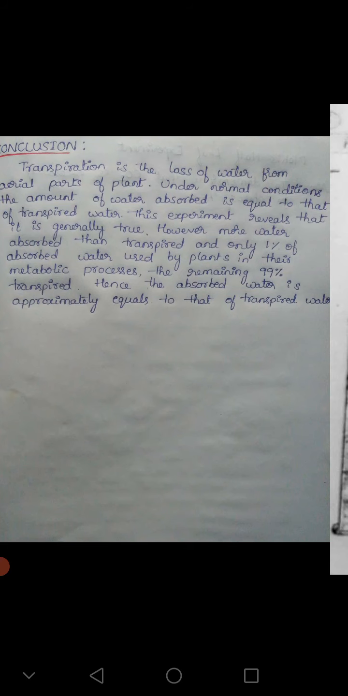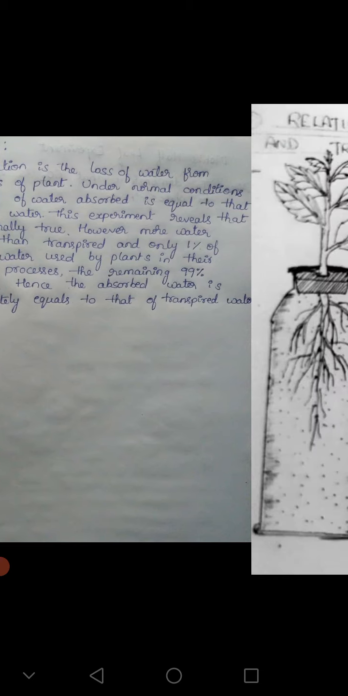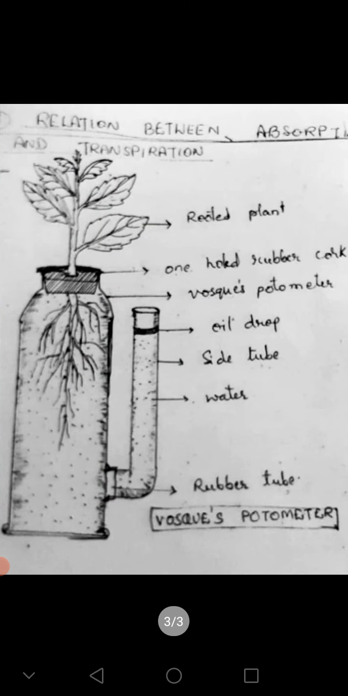plant. The total amount absorbed by the plant is taken as 100%. In that, only 1% of absorbed water is used by the plant for its metabolic processes, and the remaining 99% is transpired. Hence, the absorbed water is approximately equal to the transpired water. This is the experimental setup. Thank you.